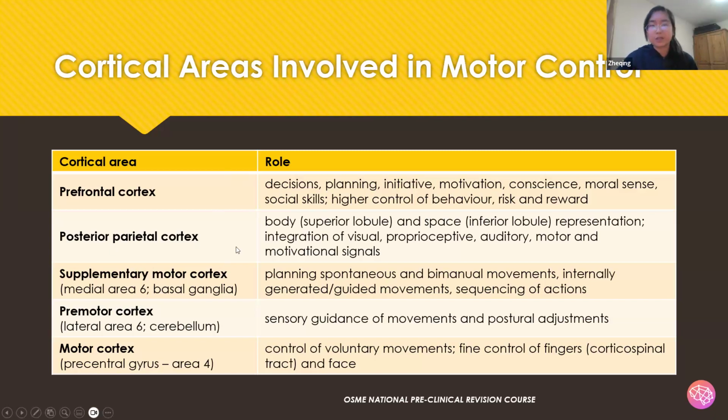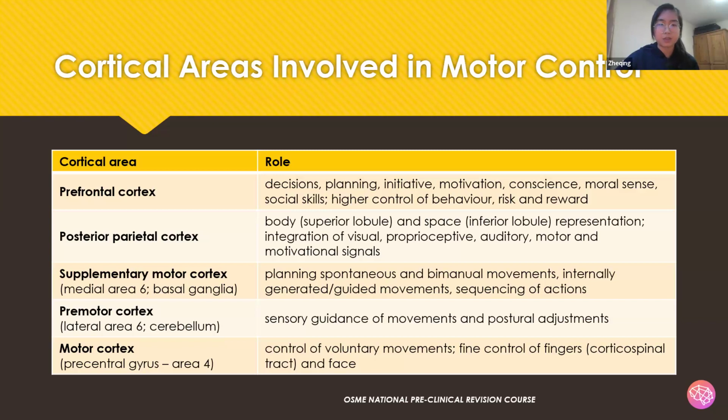And then the posterior parietal cortex is more involved in proprioception and integration of different signals. For this, you can get something called neglect, which I think you learned in your other lectures. So if you have damage to the posterior parietal cortex, you can get neglect. But I won't talk about it in detail because I'm going to focus more on the motor part of things for this lecture.